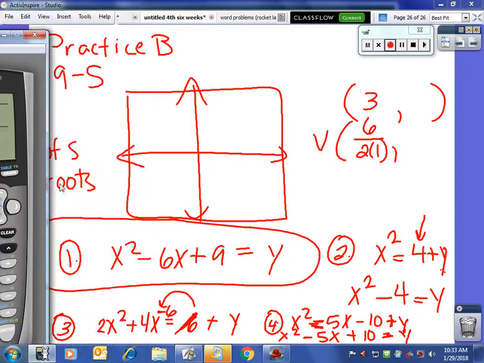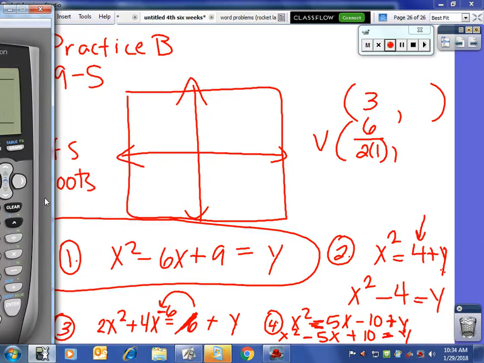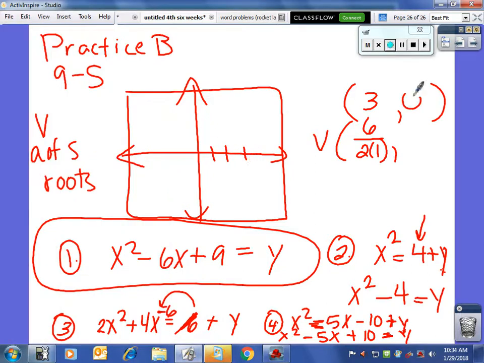Okay, so let me put my function in. Y equals x squared minus 6x plus 9. I already figured out with my brain that the x value of the vertex is 3. So now I'm going to look at the table of values. And what's the y value? 0. So I can come over here and put a dot at 3, 0, and I can label that vertex.